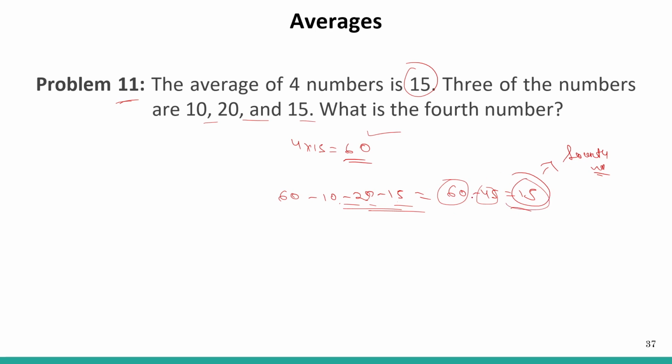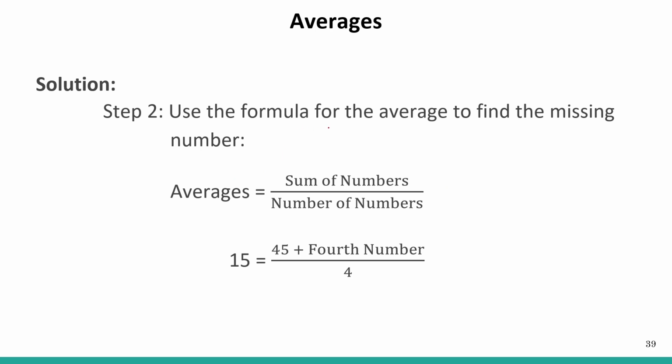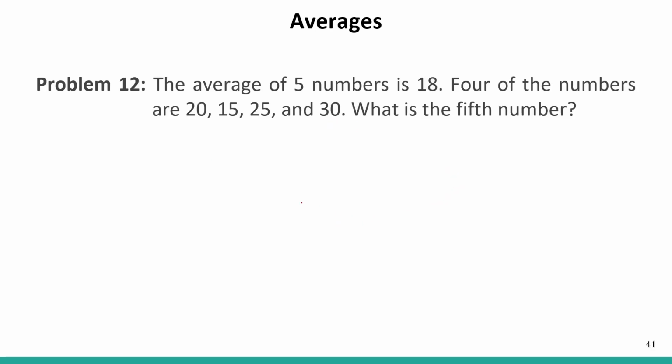So let's see step number 1. Find the sum of the given numbers, that is 10, 20, 15, which is equal to 45. Use the formula for the average to find the missing number: sum of numbers by total number of items is equal to average. So 15 is equal to 45 plus the fourth number, divided by 4. Solve for the missing number. So 15 into 4 is equal to 45 plus the fourth number. 60 minus 45 is equal to 15. So the fourth number is nothing but 15.